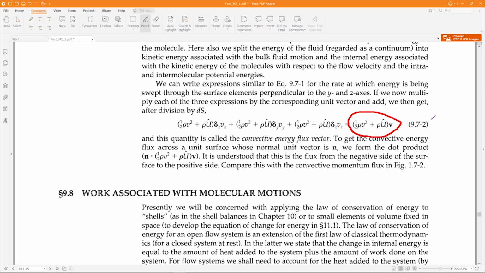Right? So in general, you can write this one. If the convective mode of transfer is happening in all three directions, it is the kinetic energy per unit volume plus internal energy per unit volume, times the velocity vector. That means the convective energy flux vector, in all directions in 3D.